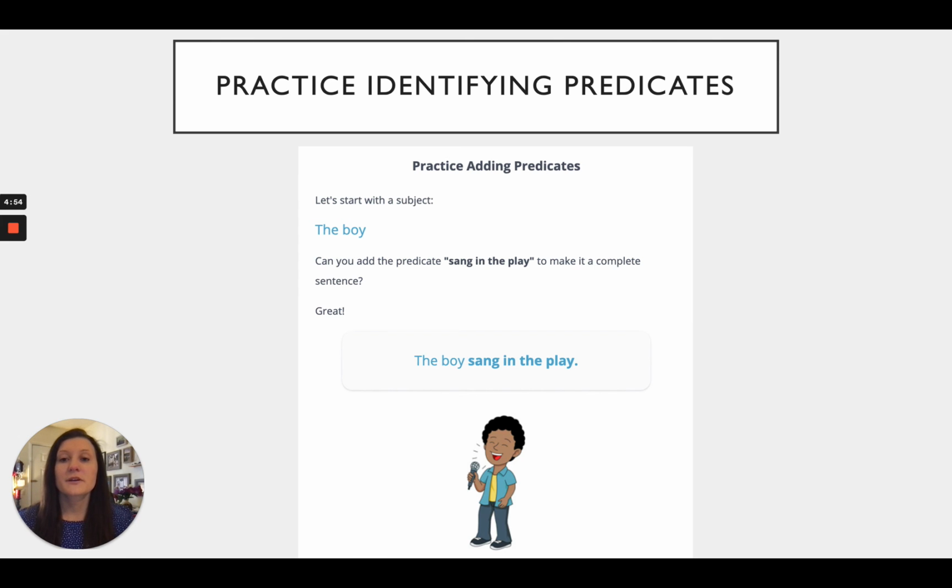All right, so now we're going to practice adding predicates in. So let's start with a subject. So we have the boy. So now we're going to add the predicate sang in the play at the end to make it a complete sentence. So now our sentence says, the boy sang in the play. Again, the boy is our subject. Sang is our verb. So sang in the play is the predicate.